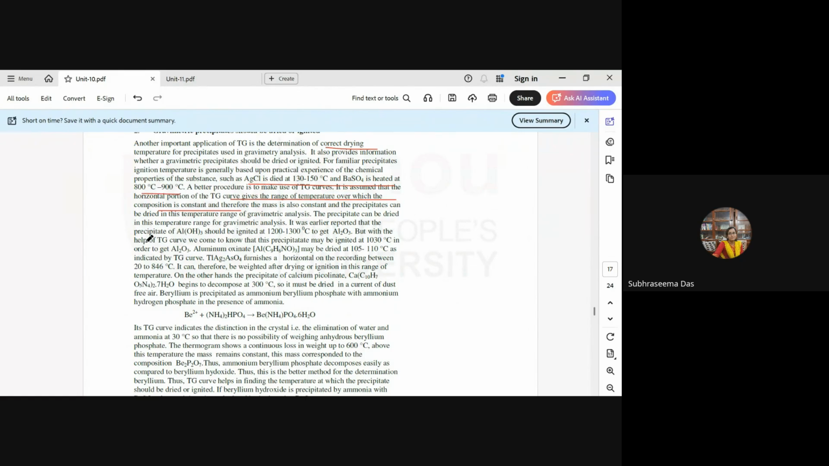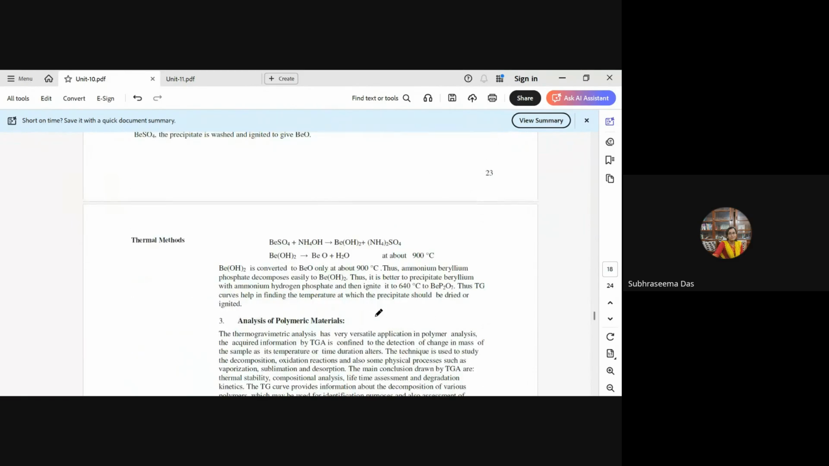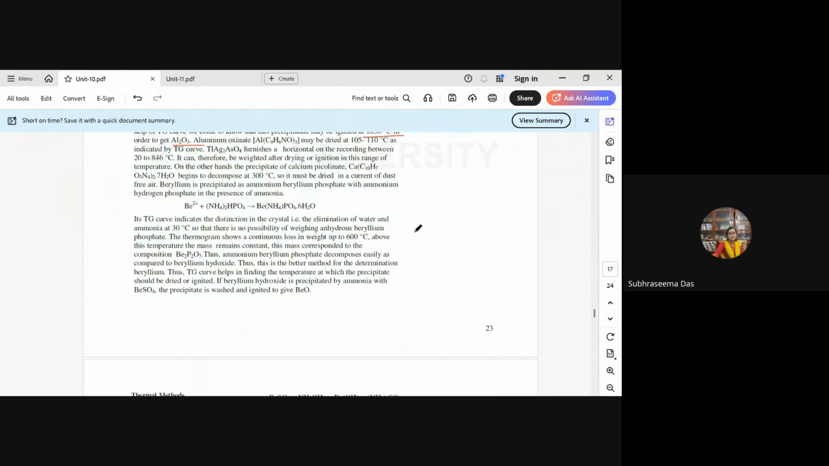It has been reported that the precipitate of aluminum hydroxide should be ignited at 1200 to 1300 degrees centigrade to form aluminium oxide. But with the help of the TG curve, we have known that the precipitate may be ignited at 1030 degrees centigrade to get the aluminium oxide. So the TG curve distinctly tells us the exact temperature at which the precipitate should be dried. In TG curves, the elimination of water and ammonia at 30 degrees is distinguished, so that there is no possibility of weighing anhydrous beryllium phosphate.